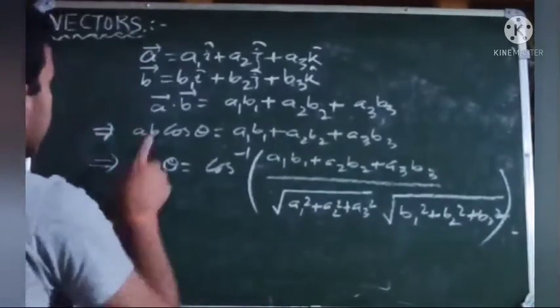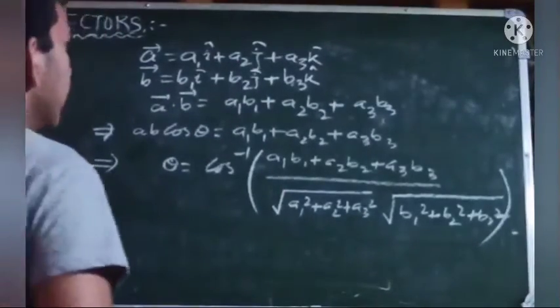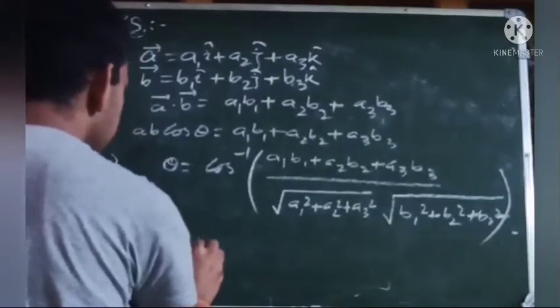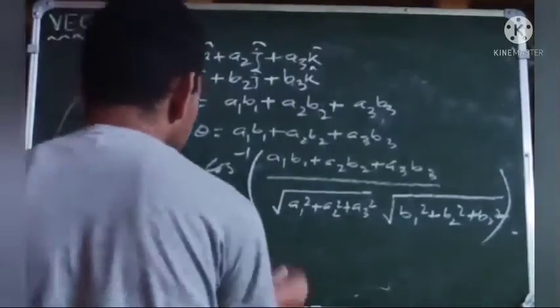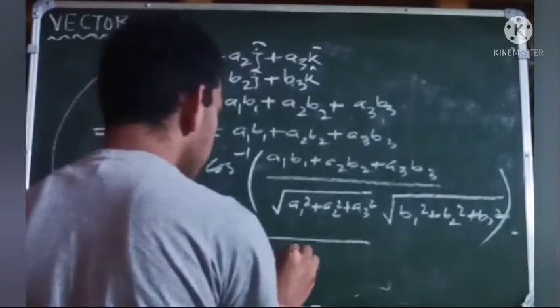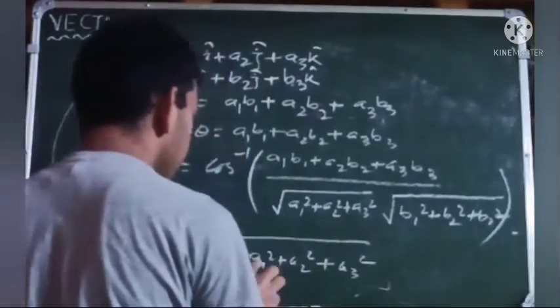Here we have written this: if a vector is equal to a1 i cap plus a2 j cap plus a3 k cap, then from here we can write the magnitude of a vector is equal to root under a1 square plus a2 square plus a3 square.